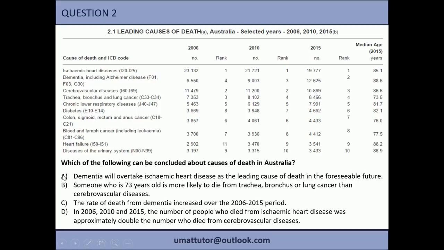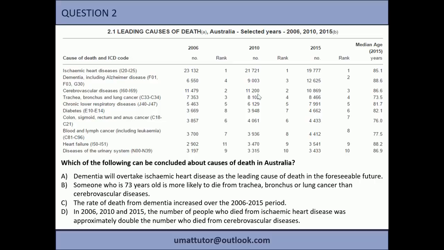So option A. Now option A may look pretty tempting because you can see that ischemic heart disease is coming down in terms of raw number over time, whereas dementia is going up. And so it may look as though within, say, 10 years, dementia may overtake ischemic heart disease. But unfortunately, the red flag that should be jumping out at you for this answer is the fact that you cannot make predictions about the future.